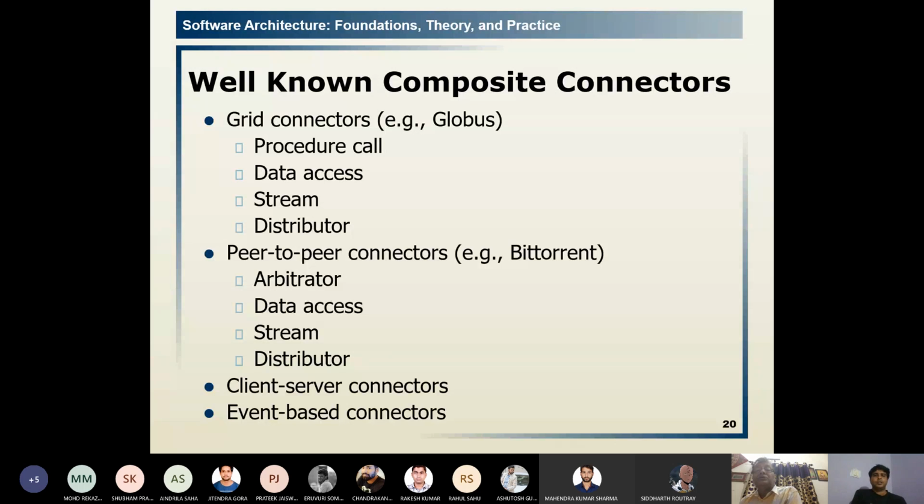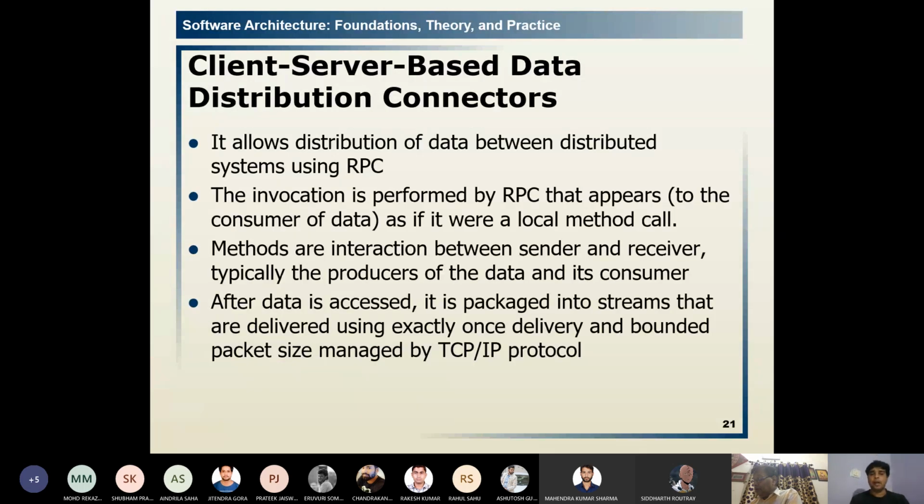Okay. The next one, the client server based data distribution connectors. It allows the distribution of data between distributed systems using remote procedure call. It is a data distribution connector based on client server. It is obviously a composite connector and it is using the RPC, remote procedure call connector. The invocation is performed by the RPC and appears as if it is a local method call.